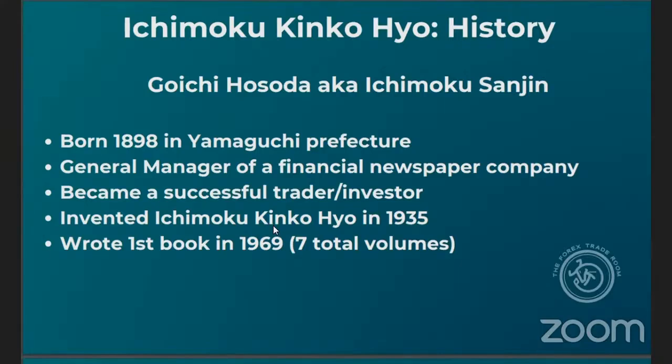And let's look at when he invented this. Okay, now it's evolved over time. We'll talk about that as we work through it. But he invented the Ichimoku Kinko Hyo in 1935 and wrote his first book in 1969 regarding how he saw the markets back then, in a total of 7 volumes. So that's how long this has been around.